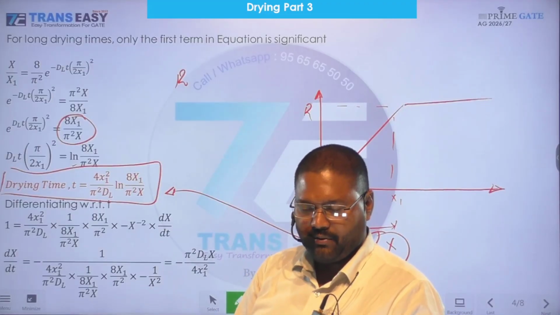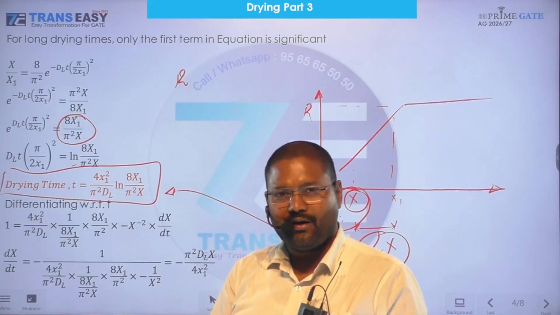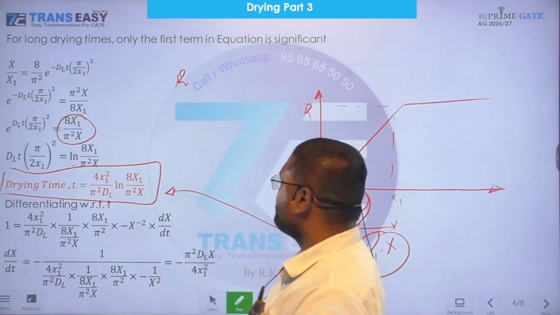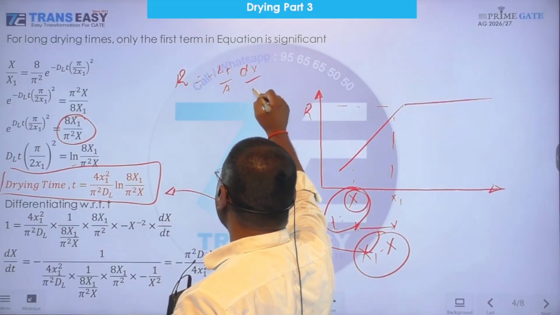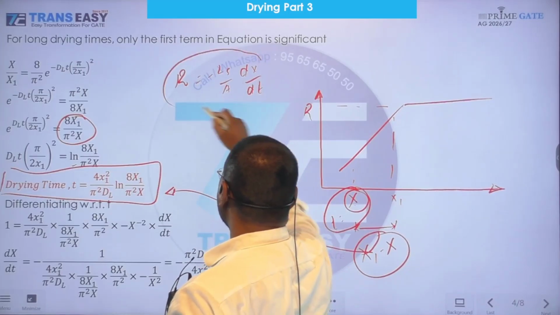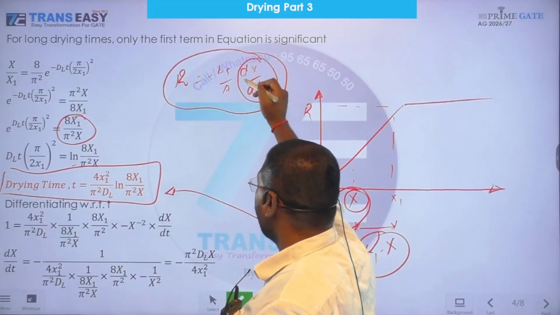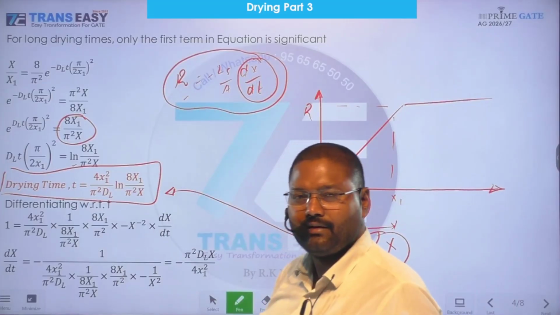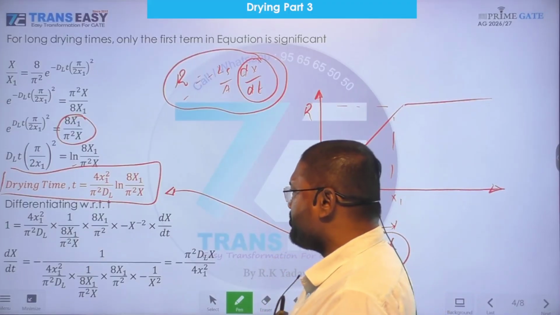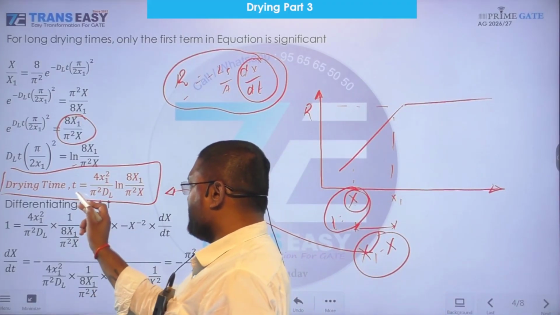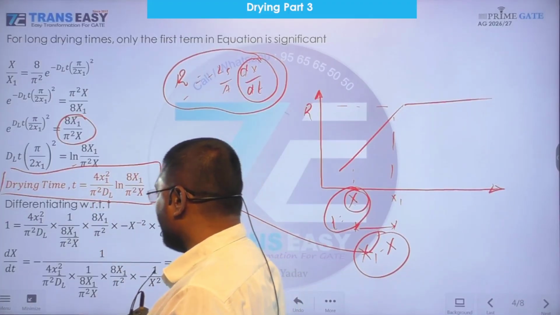Falling rate drying period में drying start होने के t टाइम बाद rate of drying क्या होगा उसकी कैलकुलेशन, minus Ls upon A dx upon dt. This is rate of drying at any time. Find dx upon dt, put the value here to get the rate of drying at time t. So guys, differentiate this expression with respect to time, we will get dx upon dt.